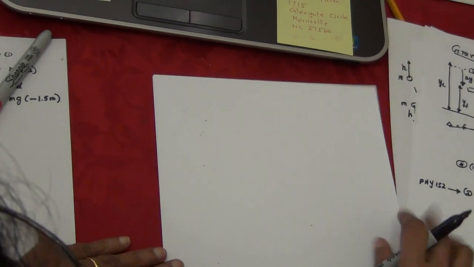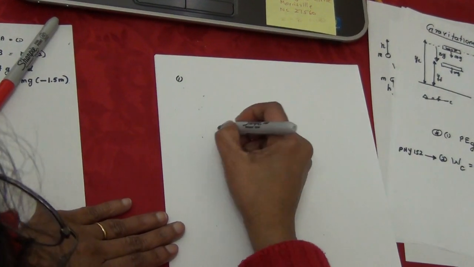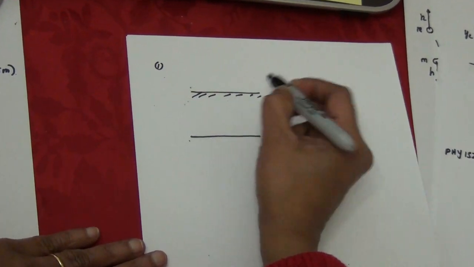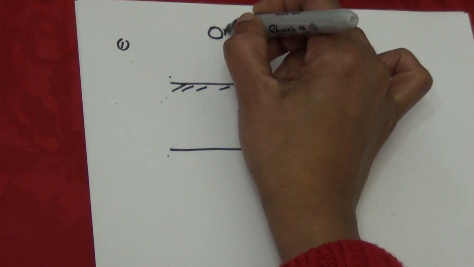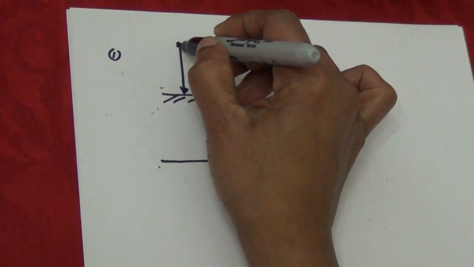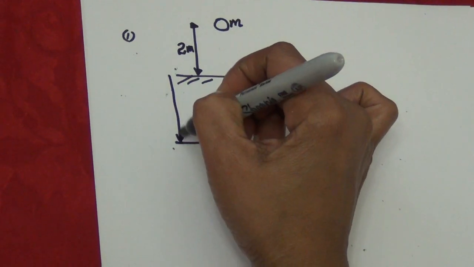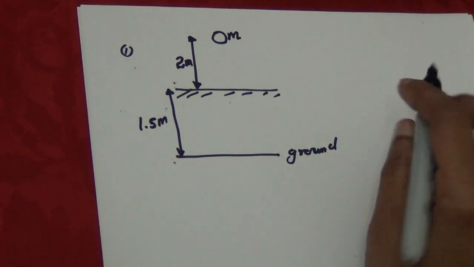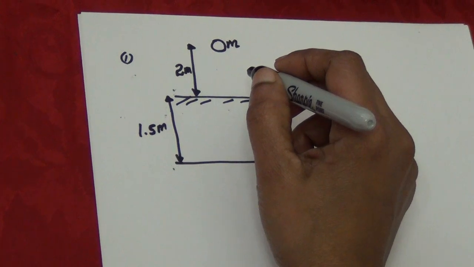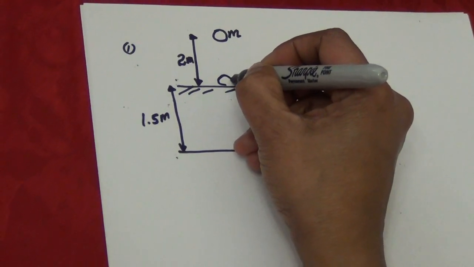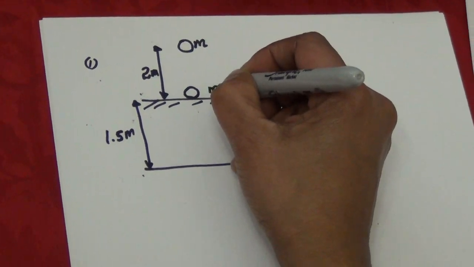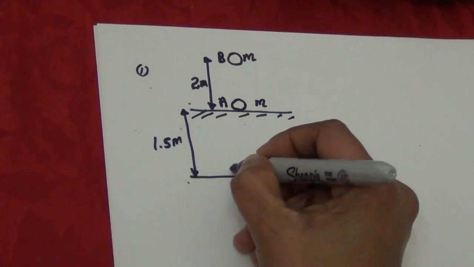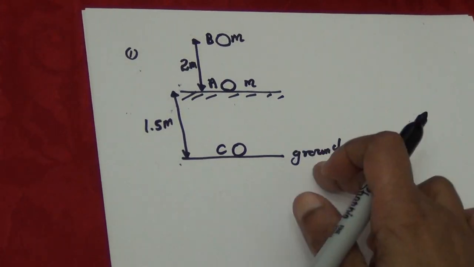So let me see two examples. This is the ground, this is a table, right? So you have an object here, mass m. So let's take this distance as 2 meters and this one as 1.5 meters. It's not to scale, right? Okay, let's see, like, three objects. One is on the table, same mass, so let me write A, B. One is on the ground, right? C. Okay, so there are three objects.